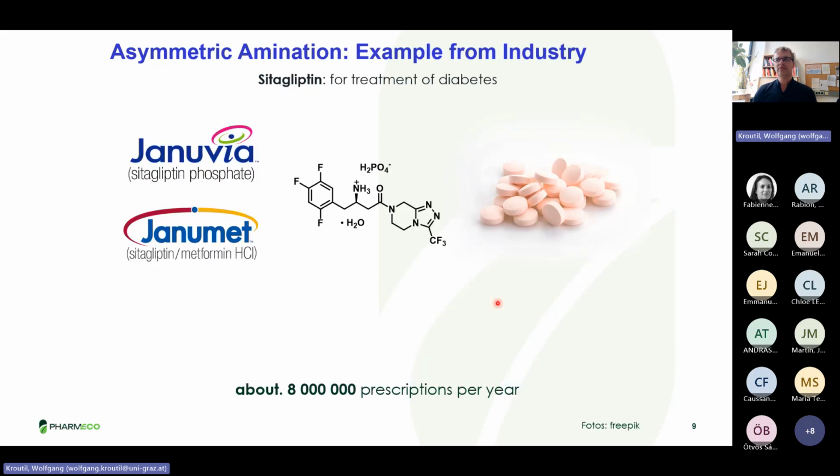Well, very well known for this, the transaminases are, to my knowledge, enzymes that in the meantime are very broadly applied also in industry. One of the first examples was sitagliptin, where this amino group on the stereogenic center was introduced by transaminases.